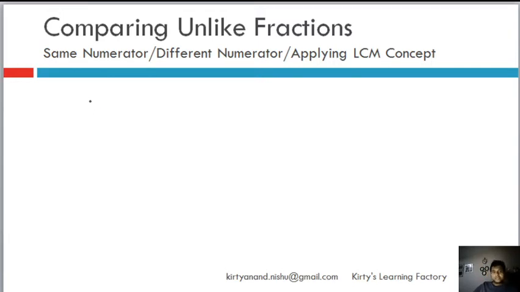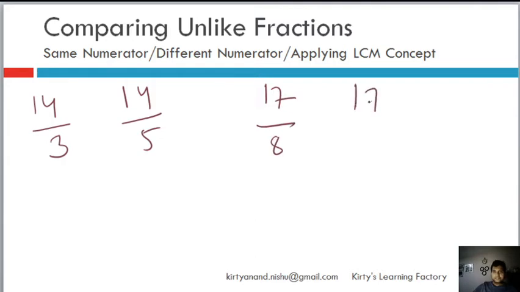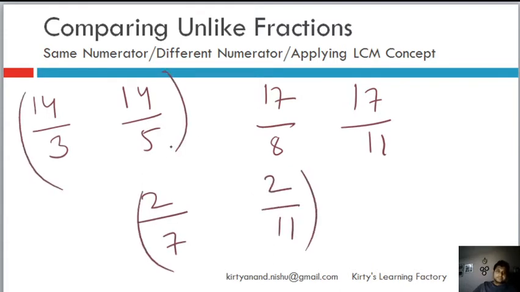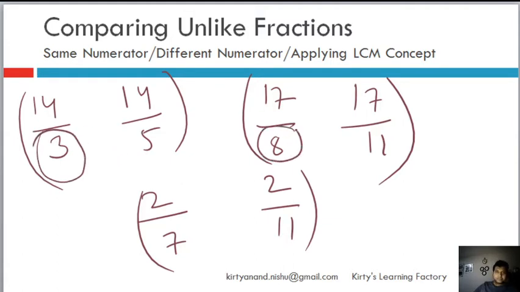But another method of comparing unlike fractions is for when the fractions happen to have the same numerator. So for example, if it is 14 by 3 and 14 by 5, or 17 by 8 and 17 by 11, or 2 by 7 and 2 by 11. In all these cases, we see that the numerator is the same. If the numerator is the same, then the fraction with the smaller denominator is the larger fraction.